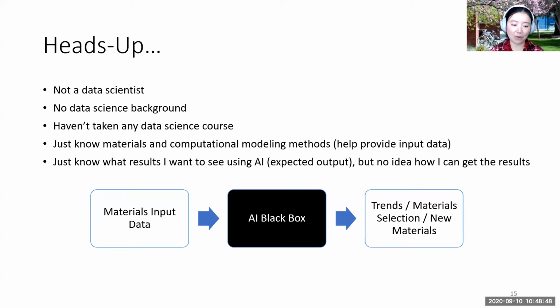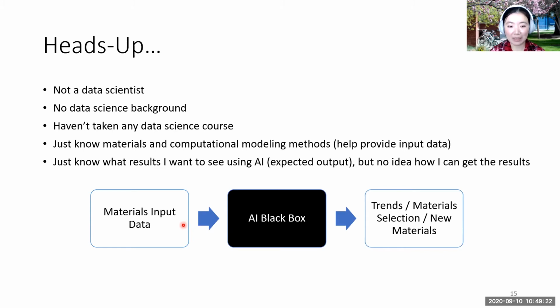This flow chart is what I use for my research. What I can provide my data science collaborator is material input data. I can provide a variety of the data you need, maybe not the amount of data you need, but some data I can provide. I can show you an example later, and you will know what I'm talking about.